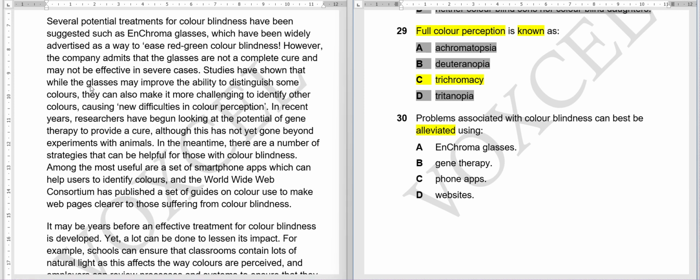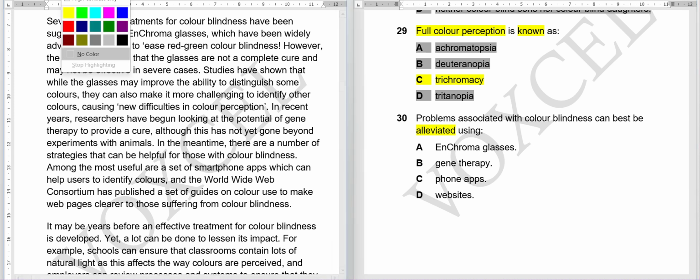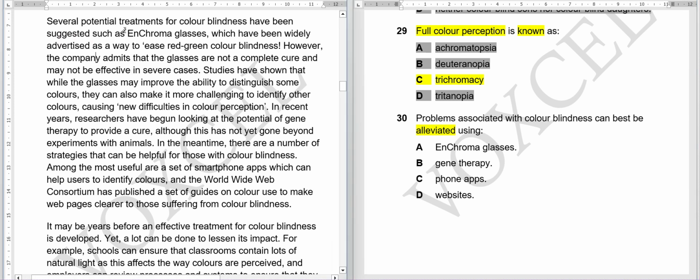Several potential treatments for color blindness have been suggested, such as chroma glasses. So now we have our options. Which have been widely advertised as a way to ease red-green color blindness. However, the company admits that the glasses are not a complete cure and may not be effective in severe cases.